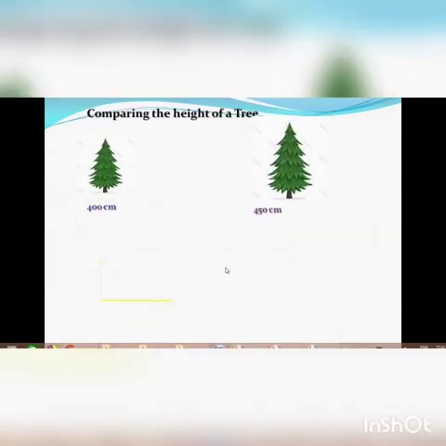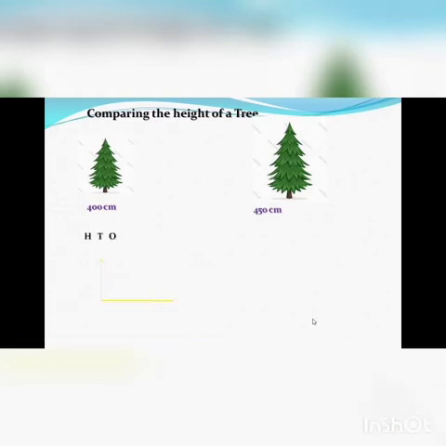Compare the height of two trees. Which one is taller? Here tree 1 is 400 cm and tree 2 is 450 cm tall. Both 400 and 450 are 3-digit numbers. Compare the digits starting from the digit with the highest place value. Here, what is the highest place value? Yes, it is hundreds place.